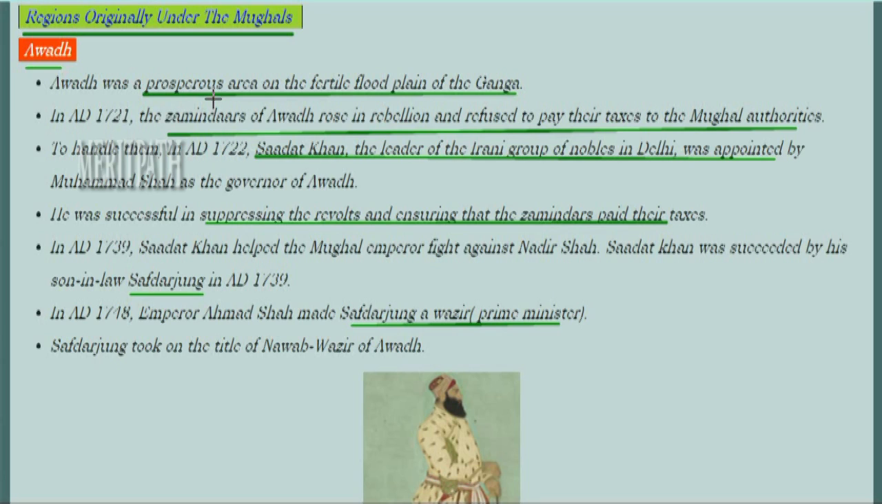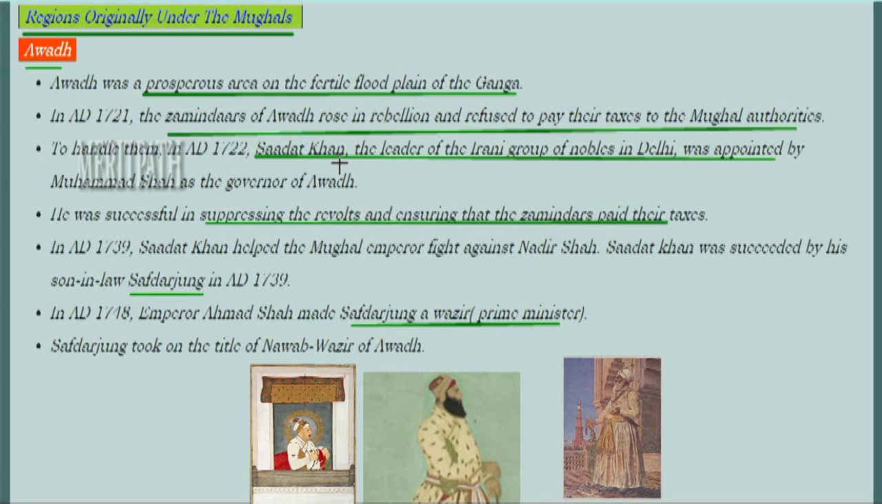First, the Awadh region. This is a prosperous area on the fertile plains of the Ganga river. In AD 1721, the Zamindars of the Awadh region rebelled against the Mughals and refused to pay taxes. Because they were not paying taxes, Sadat Khan, the leader of the Irani group of nobles, was appointed governor of Awadh by Muhammad Shah. Sadat Khan's work was to collect the taxes. He suppressed the revolts and ensured that the Zamindars paid their taxes.